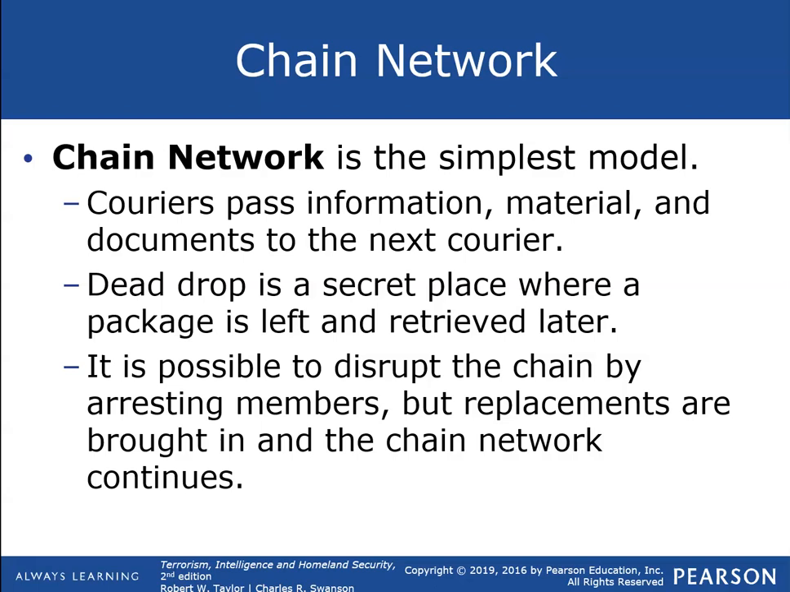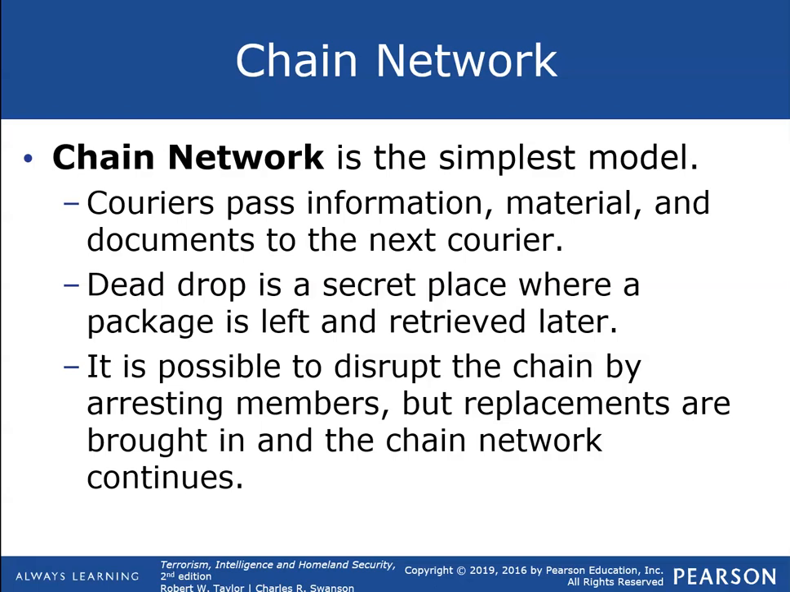Now, sometimes they'll do a face-to-face handoff, but typically it doesn't work that way. Typically, there's going to be this dead drop in order to keep a gap between the two individuals that are making the drop. Now, it is possible to disrupt the chain by arresting one of the members, but replacements are then brought in and that chain network continues. So unless one courier runs a surveillance on the dead drop, the actual identity of the retrieving courier is unknown to the person who placed the material there in the first place. Does that make sense? So they don't know each other.